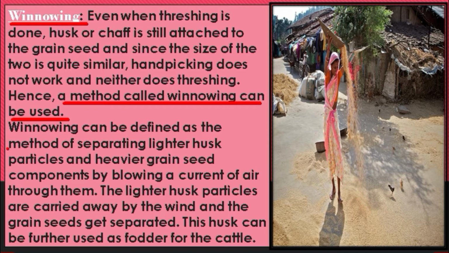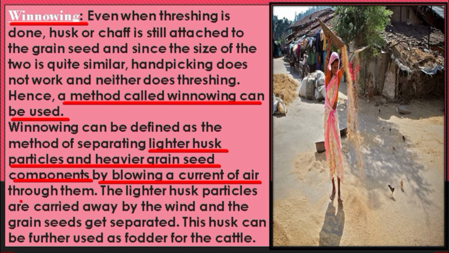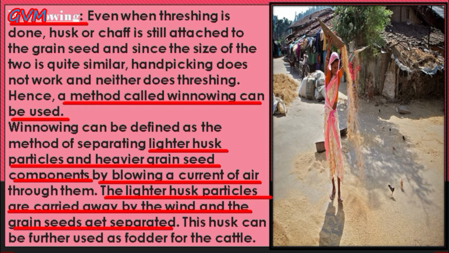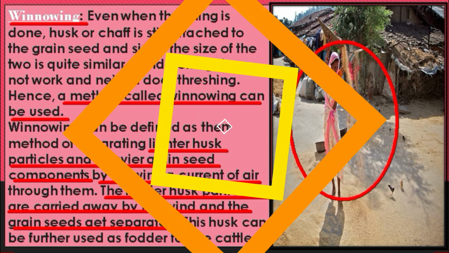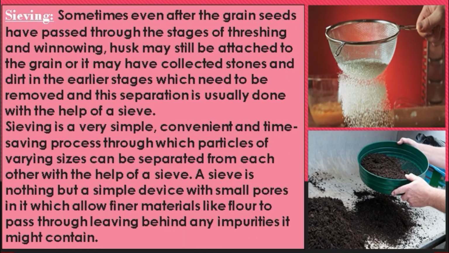And students, in this method, basically lighter husk particles and heavier grain seed components are generally poured from a height in the direction of the current of air. And students, being lighter in nature, the husk particles are basically carried away by the wind, and the grain seeds, being heavier in nature, get separated and collected down. As you can see here, this lady is doing the winnowing process, and she is basically pouring grains from a height in the direction of air. Now students, the next method is sieving.